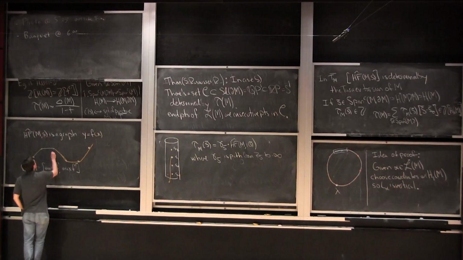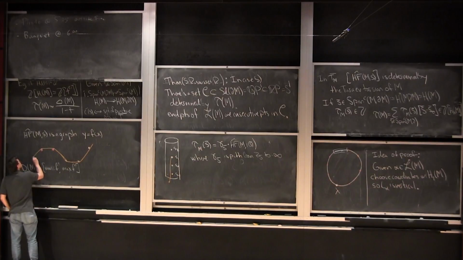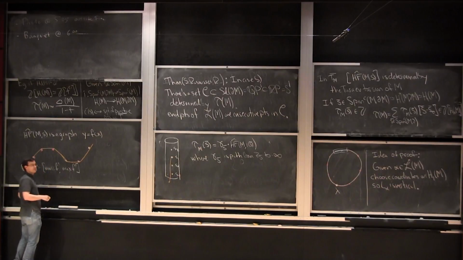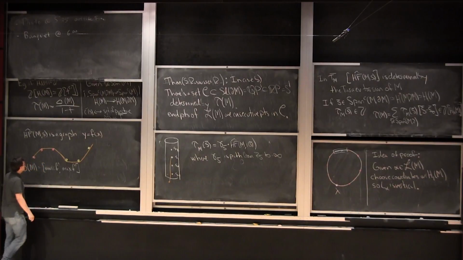And there are two things that can happen at any lattice point. Either it can sit on top of the lattice point, or it can sit underneath the lattice point. Now, if it sits underneath the lattice point, that means that the curve is concave down.